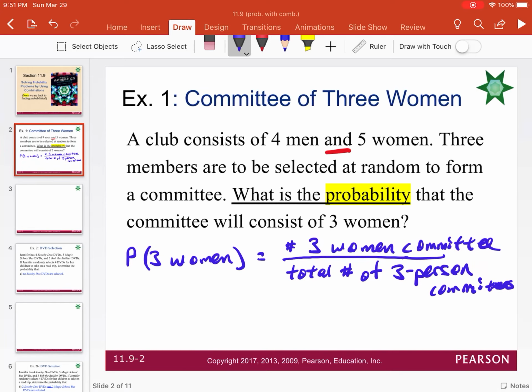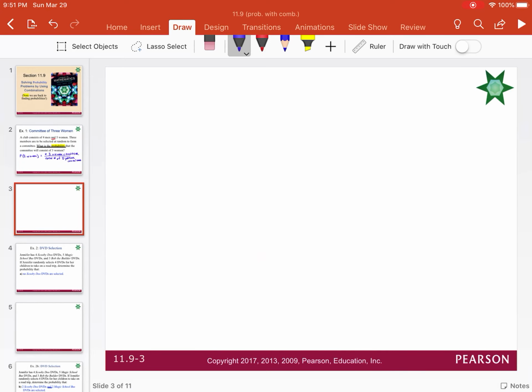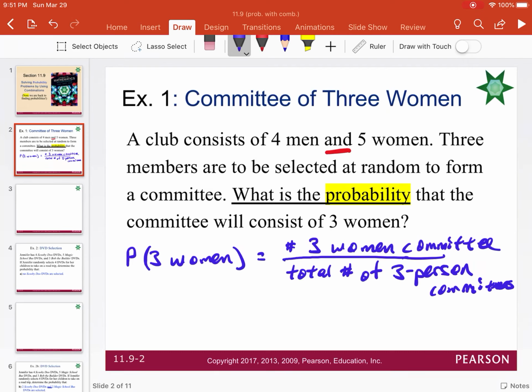So I'm going to switch to the next slide. I don't know if that's a good idea. You can't see the problem. All right, we'll make it work.